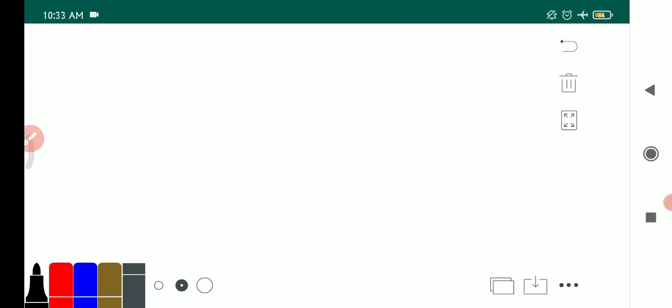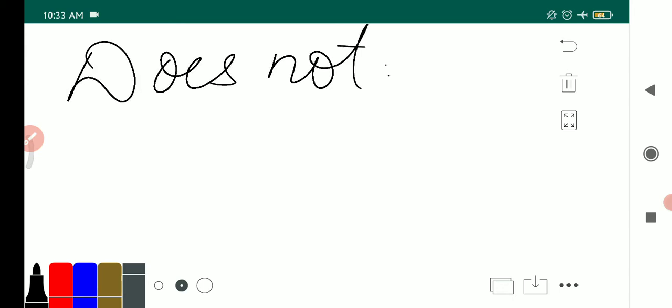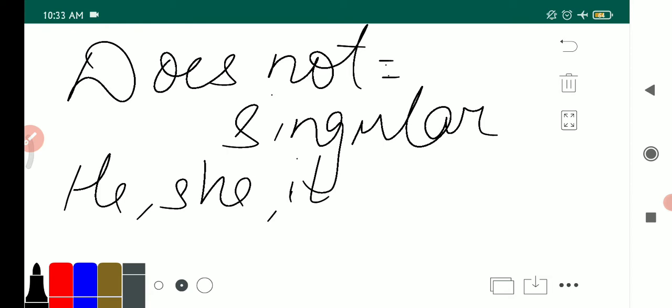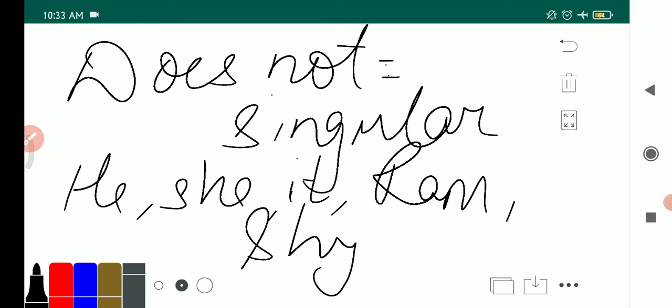Okay, so now the question is where to use do not and does not in simple present tense. Now see, let's come to the usage of does not. Does not is used with singular nouns and pronouns. We use does not with singular nouns and pronouns. For example, he, she, it, Ram, Shyam. With all the singular nouns and pronouns, we use does not.